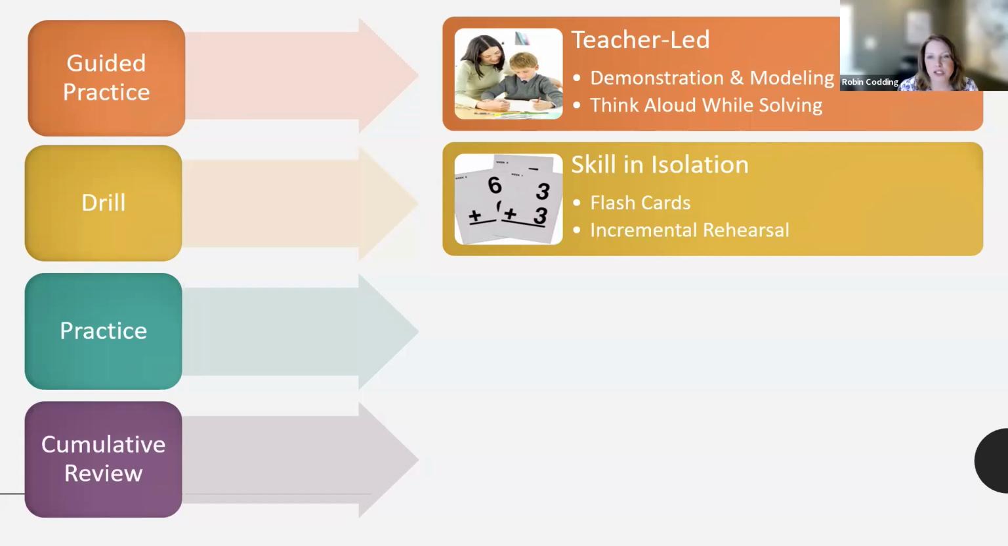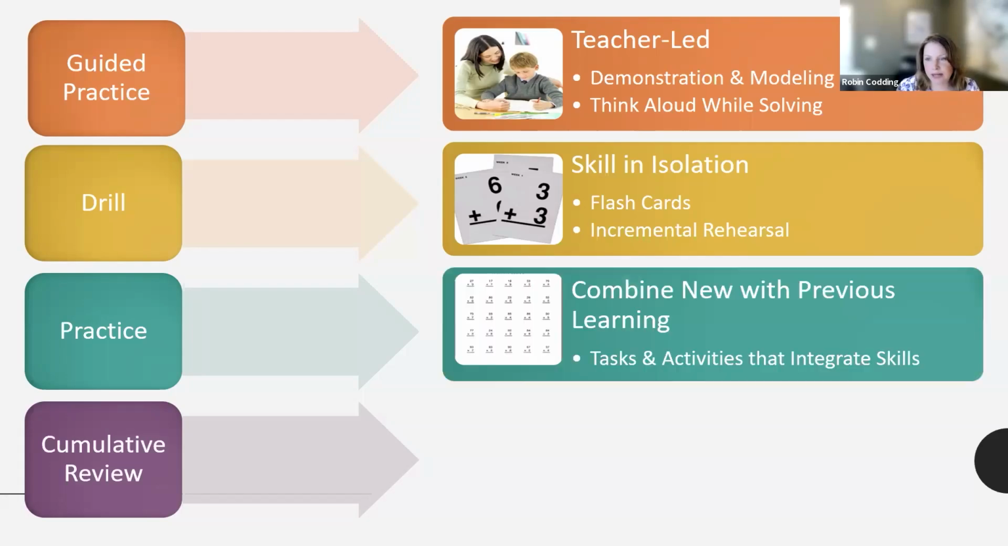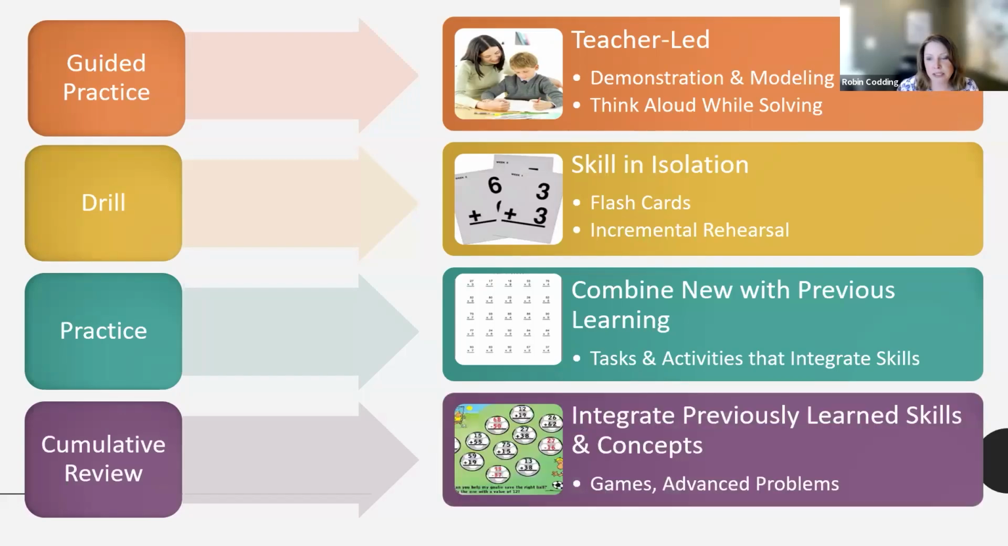So we can provide flashcards or incremental rehearsal, which is a specific intervention that uses flashcards. We can provide practice, which combines new with previous learning, so tasks and activities that integrate those previous skills. And then cumulative review, which integrates previously learned skills and concepts in games, in advanced problems, and in other forms of activities. So thinking about these 4 different types of practices is really helpful because we may need different types of practice for different skills or for different students.